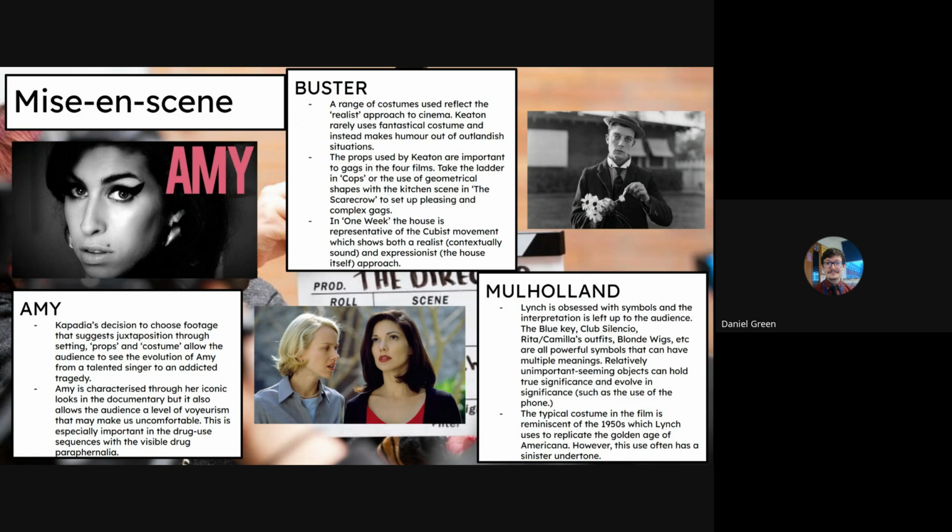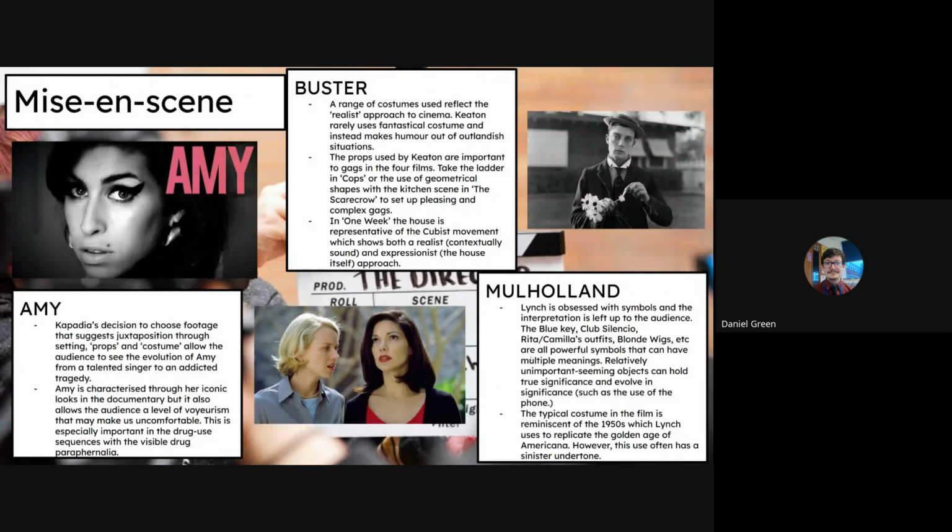And in Mulholland Drive, Lynch is obsessed with the use of symbols. So the blue key, Club Silencio, Rita or Camilla's outfits, the blonde wigs, and so on. They're all powerful symbols that you can sort of read into. And relatively unimportant seeming objects can hold real significance. So, for example, the use of the phone and how it rings around at the beginning of the film, how it's placed next to certain people or objects until eventually it's placed next to a red lamp, which brings out the idea of like the red light district, women having to prostitute themselves out to get ahead in Hollywood, and drums up so many different meanings.